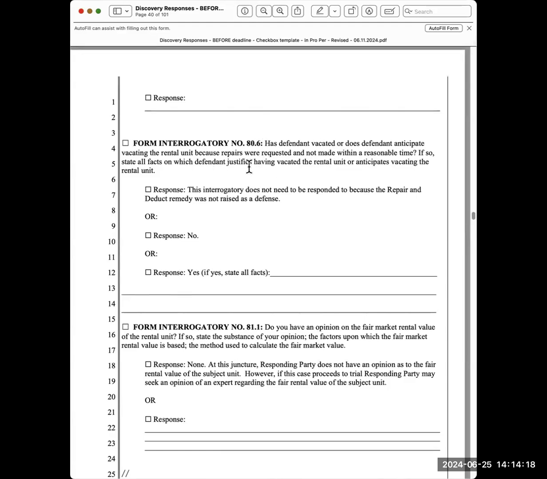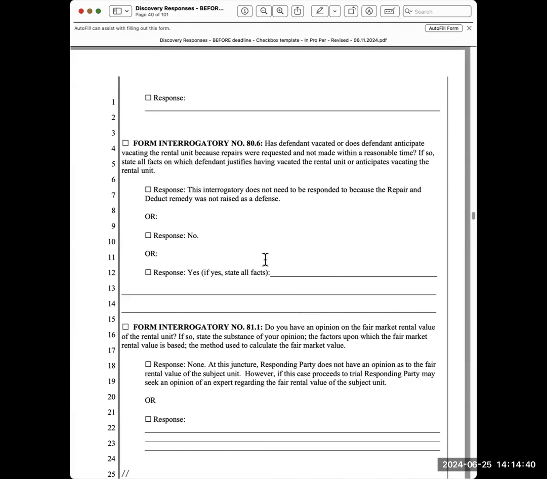If that was the case, and you had a discussion about repair and deduct with your landlord, if you did, have you vacated or do you anticipate vacating? If that doesn't apply to you, no. If yes, then state all facts, meaning I had to vacate because there was so much mold I would have gotten sick.